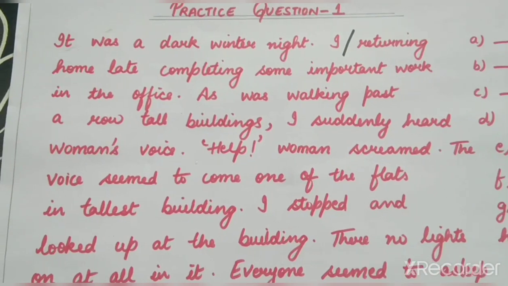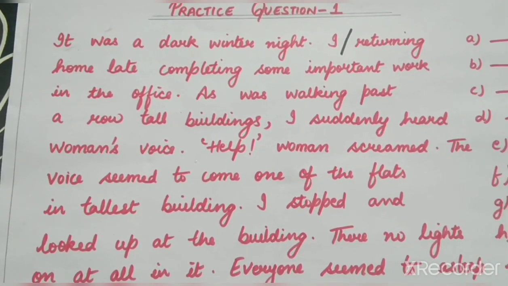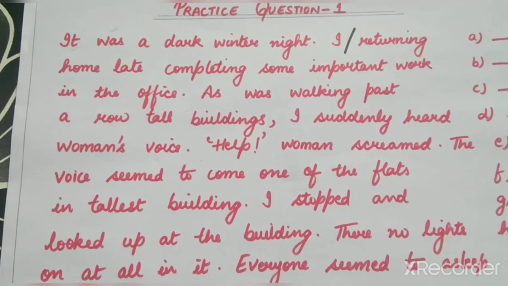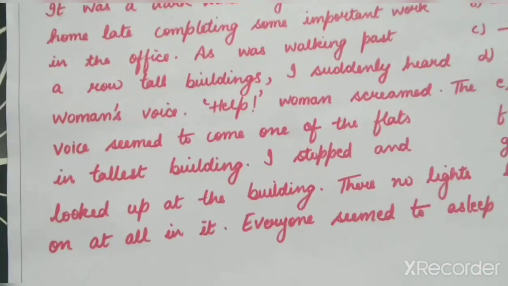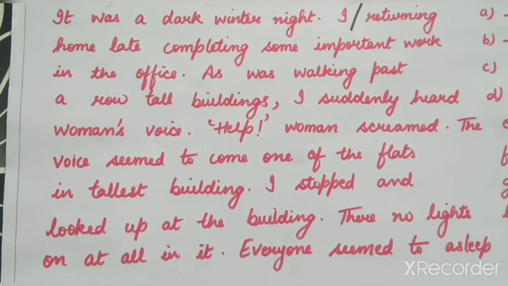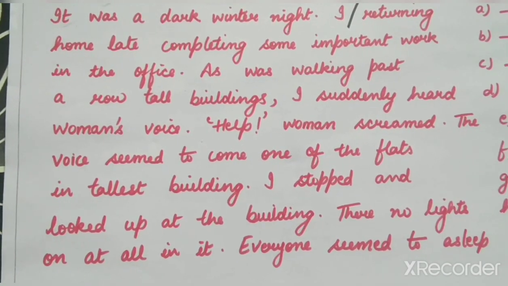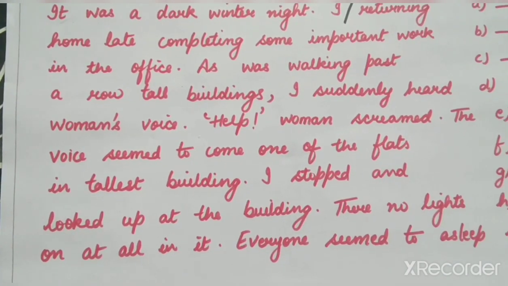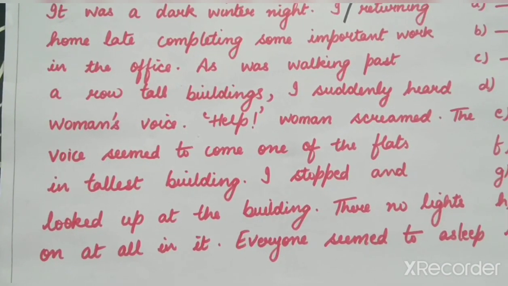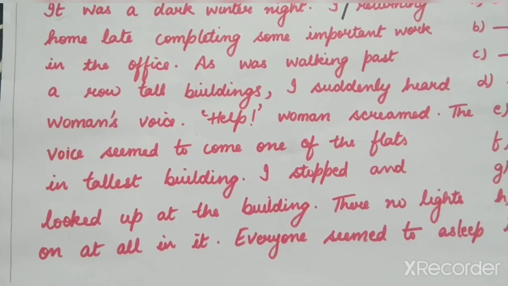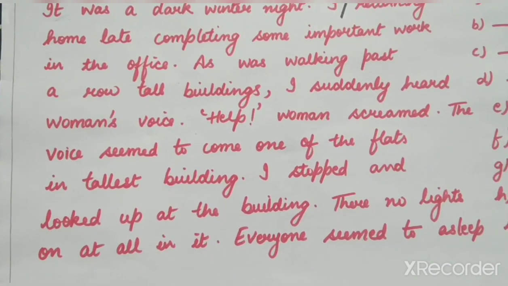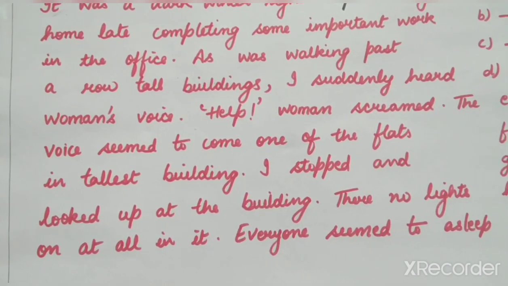First of all, we will read this paragraph. It was a dark winter night. I returning home late after completing some important work in the office. As was walking past a row tall buildings, I suddenly heard woman's voice. Help! Woman screamed. The voice seemed to come one of the flats in tallest building. I stopped and looked up at the building. There no lights on at all. Everyone seemed to asleep. Now, let us start finding the words that have been omitted in this paragraph.